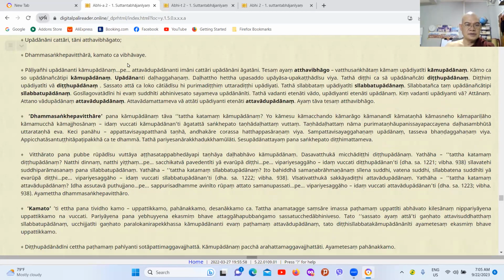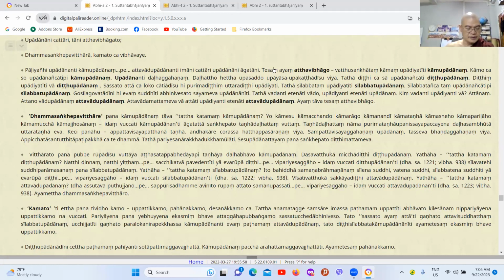So we have to discuss three things here: the Atthavibhaga of Upadana, the Sankhepa and Vitthara Dhamma of Upadana, and the Kama of Upadana. So let's see. Paliyampi, here the Pali: Upadanani, kamupadana, ditthupadana, silabbatupadana, attavadupadana. Imani cattari upadanani. Four kinds of Upadana, this is the Pali. This Atthavibhaga is the explanation of the words there.